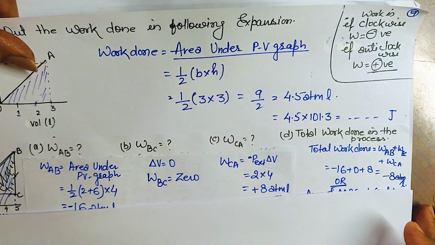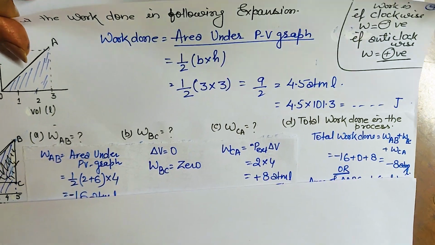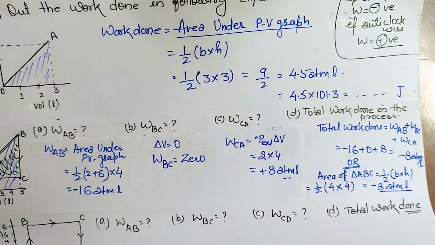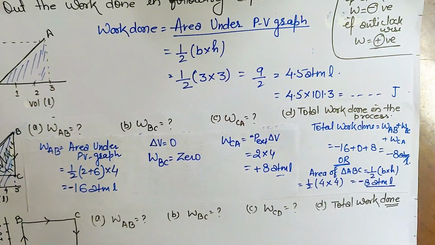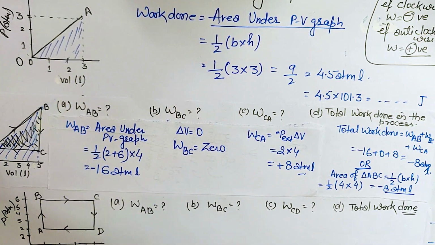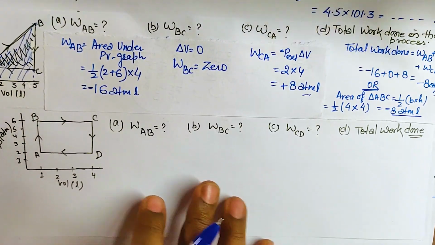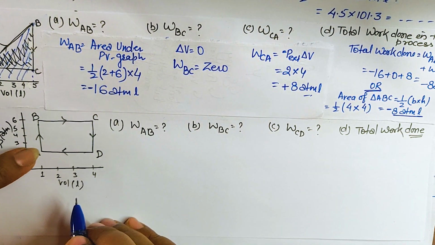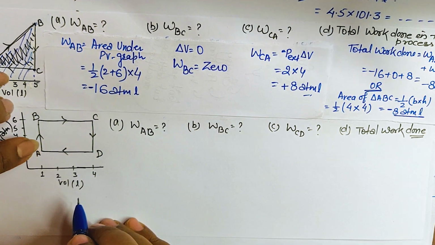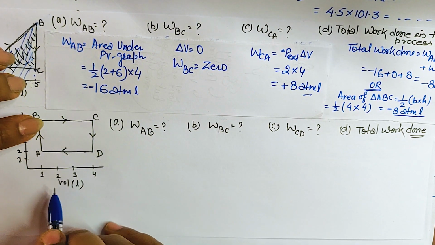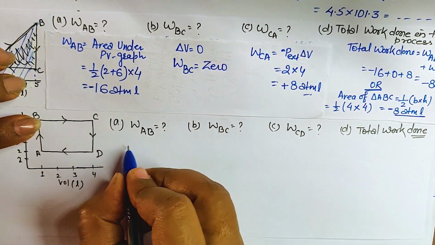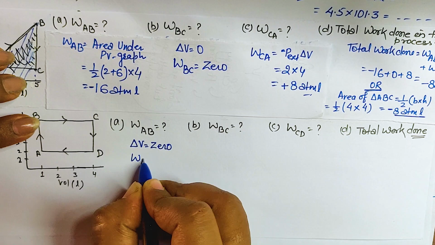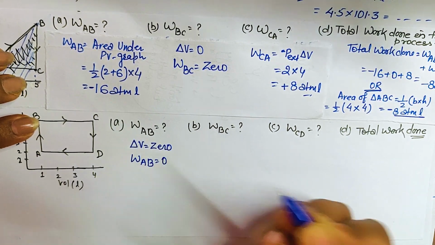Okay, so now the next question, and the last question for today, is this. In this, it is a rectangular cyclic process like this, and we have to find the work done for AB, BC, CD and all that. Okay, so let's do AB. Again, it is a line, the volume is not going to change. So delta V is equal to 0, so work done is equal to 0, we can say, isn't it?